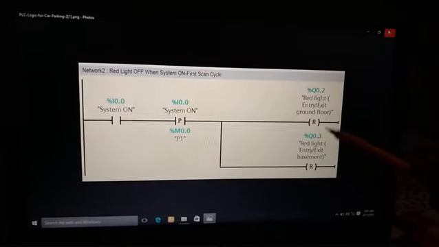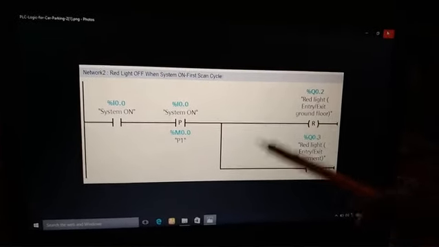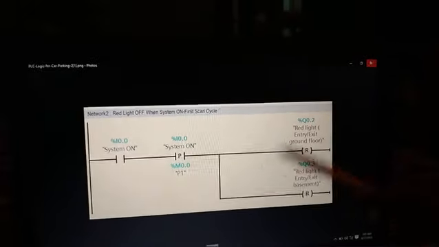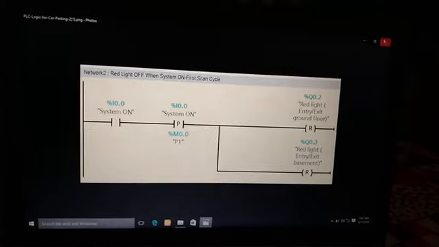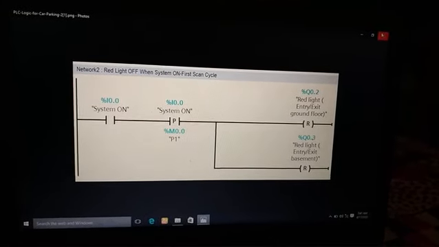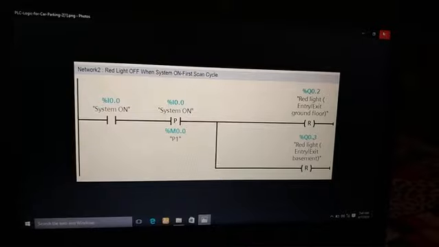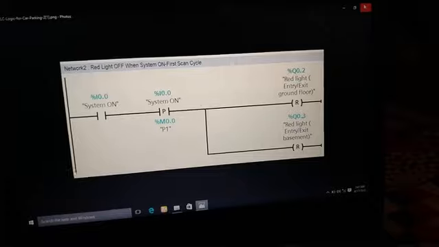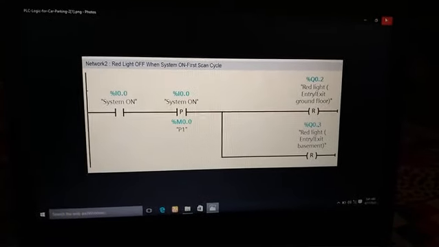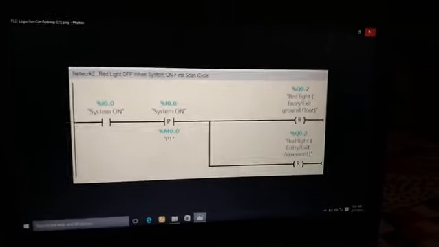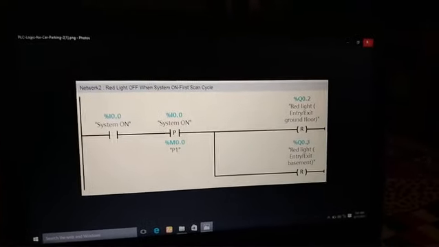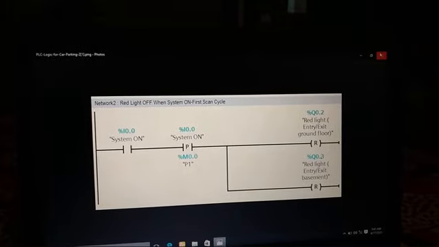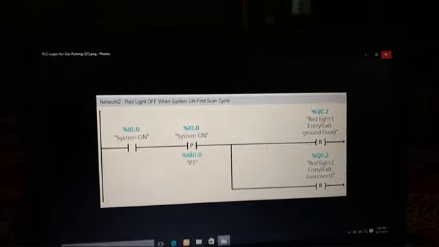In network 2, when the system is on, at the initial stage condition, the red light should be off. When the green light is in the on position, the red light will be in the off position. That is shown in network 2. This was done by using set and reset instructions. In network 1, we are using a set instruction to switch on the green light, and a reset instruction is executed in network 2 to switch off the red lights at the basement and ground floor.